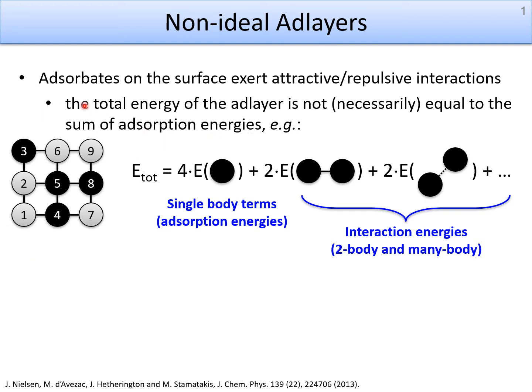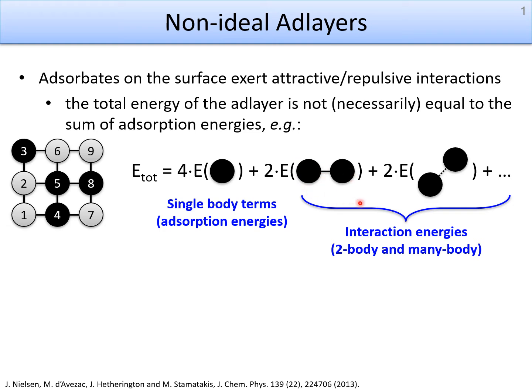So here is an example, a small lattice, which we will assume is not periodic. So we have 4 adsorbates on the lattice, and if the add layer was ideal, then the total energy of the lattice would just be 4 times the energy of adsorption of the single body. However, in the general case, we will also have contributions from higher order terms.